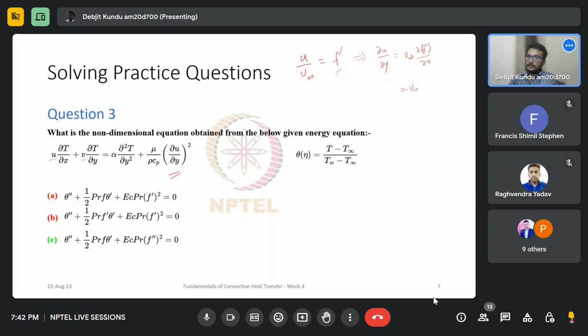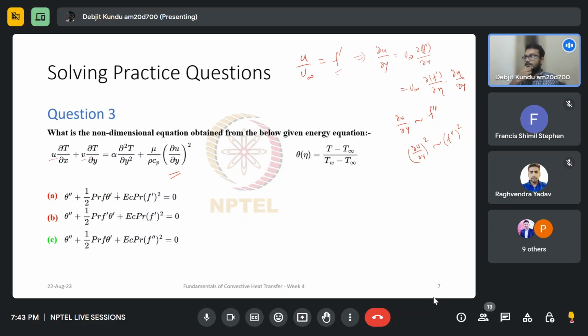I can now write this as ∂f'/∂η into ∂η/∂y, since f is a function of η. Forget about all the other terms. ∂u/∂y is proportional to f'', right? This ∂η of f' is f''. And ∂²u/∂y² would be proportional to f'' squared.